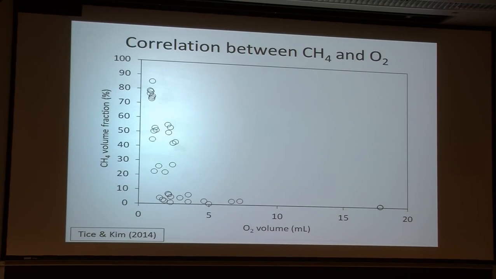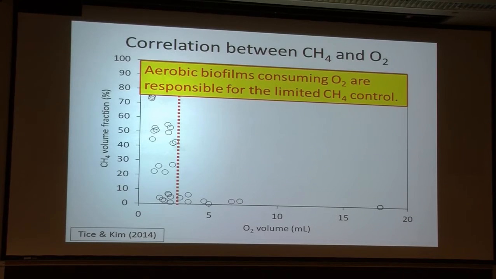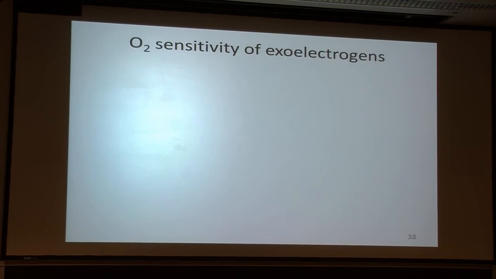And then we found this clear negative correlation between methane volume fraction and oxygen volume. We also found that there is a threshold oxygen volume, about 2 or 3 milliliters, where we can control methanogens, but if the oxygen volume is smaller than this threshold, then the methane control was not really good. So the bottom line is that the aerobic biofilms consuming oxygen are responsible for the limited or failed methane control.